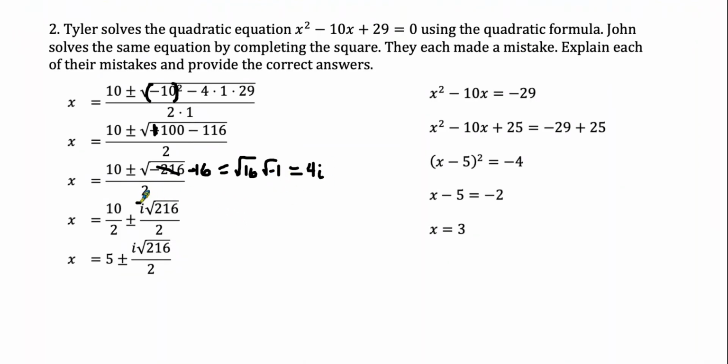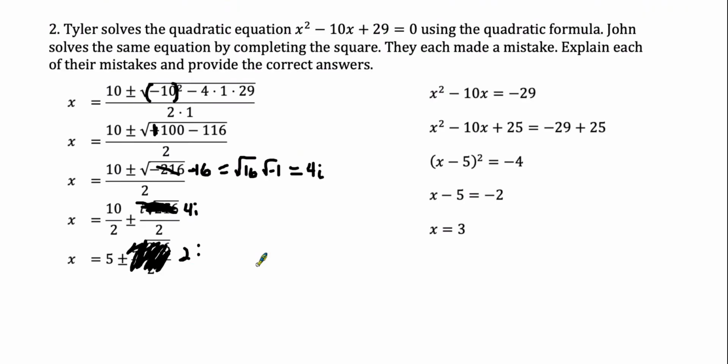So that means this part here should be 4i. So I should have 10 over 2 plus or minus 4i over 2. And then we can reduce each of those fractions. The 10 over 2 reduces to 5, and then 4i divided by 2 just reduces to 2i. So I should get 5 plus or minus 2i.